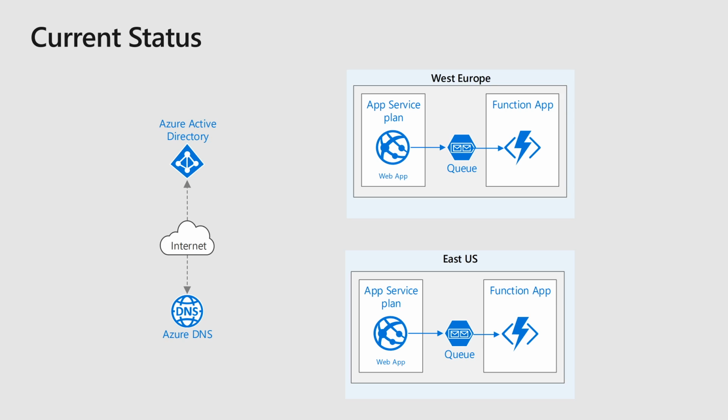But if you have some worker stuff, like with a function app, you should have a queue in between your app service and your function app. And of course, I have Azure AD, I have Azure DNS, and right now I have two endpoints. So if I'm on the internet and I want to connect to my web app, I have to know the URL of the West Europe version, or the East US version, which is, let's just face it, not what we want.